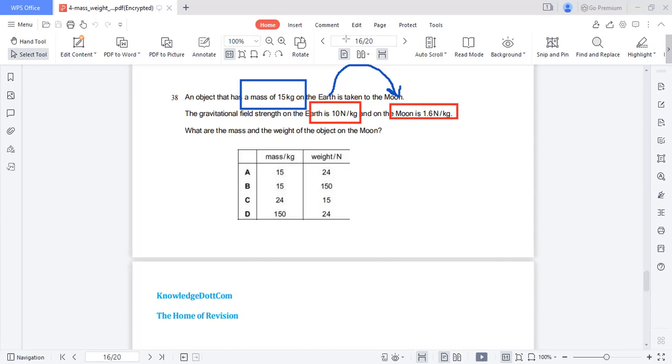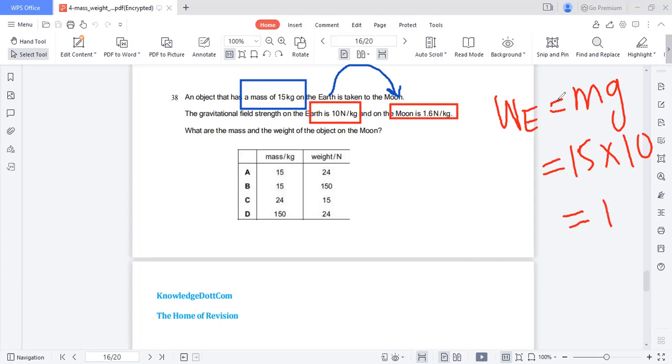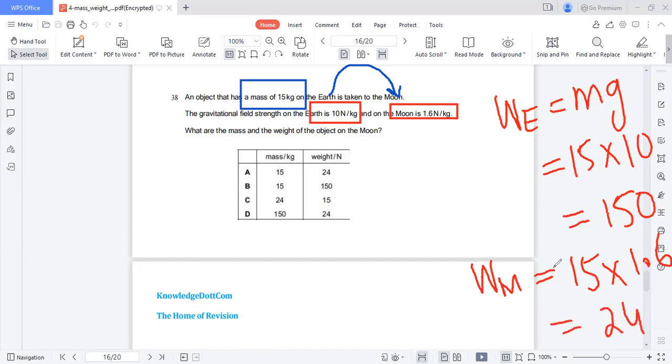So we can calculate the weight on earth: it is mg. The mass is 15 and g is 10 on the earth's surface, so it is 150. So weight on earth is 150 and weight on moon is 15 times the gravitational field strength, 1.6. If we multiply them, it becomes 24.